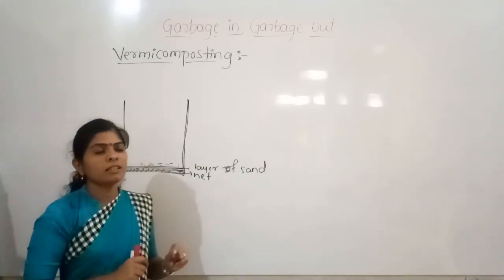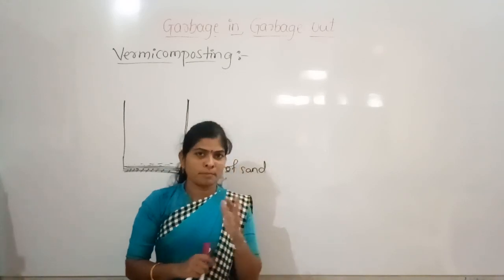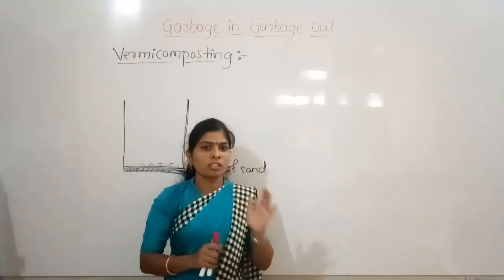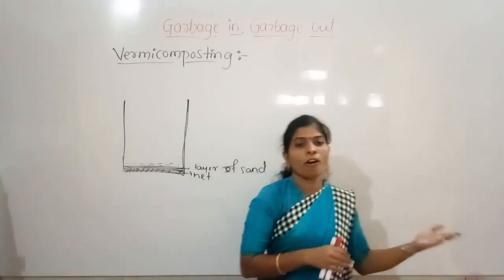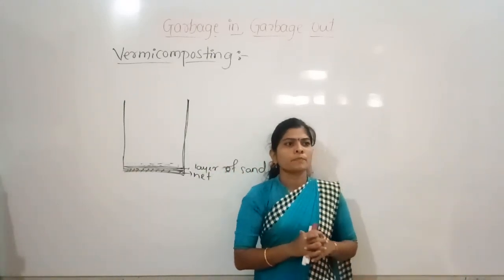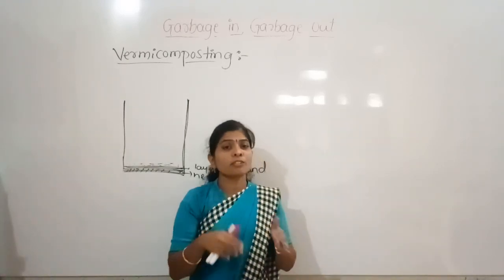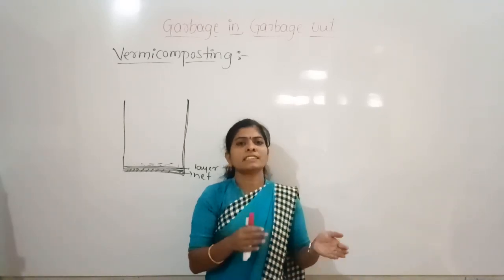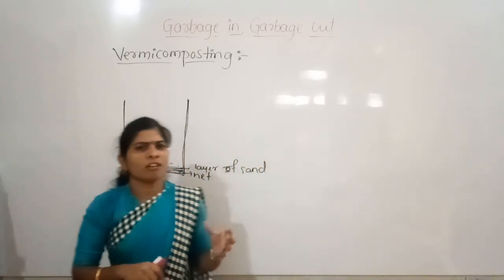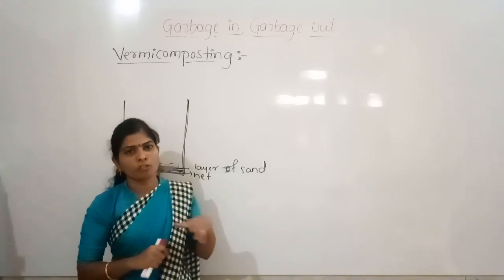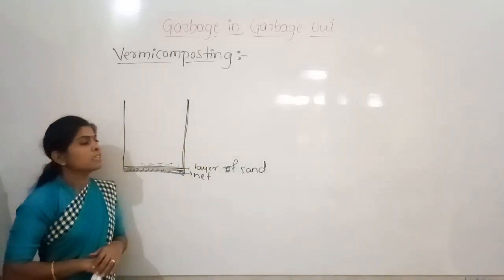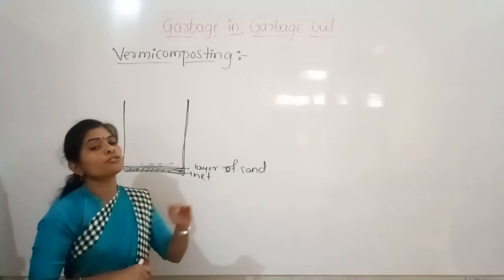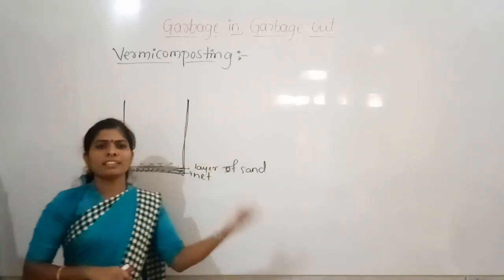But one thing you have to remember: you should not use oily substances or ghee or oil or such things. When we use such oily substances for the vermicomposting process, some harmful microorganisms like fungi may grow on them. If they grow, they will harm the worms. Disease-causing microorganisms will also grow, so that we are not able to get a good product. So we should not add any oily substance or ghee. Other than that, you can use anything.